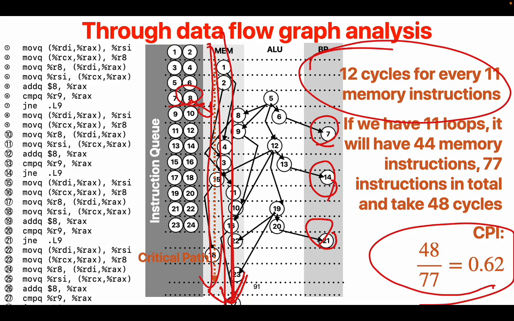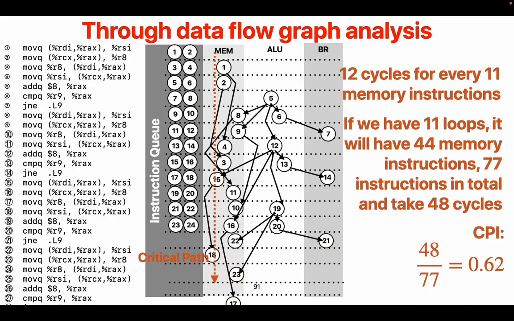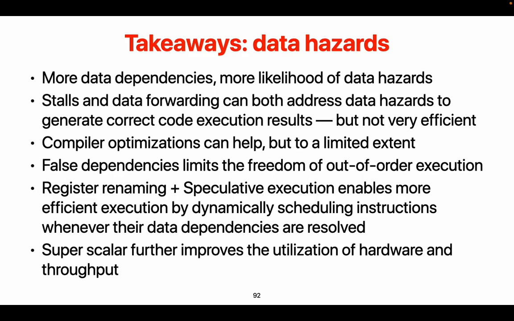So you can count roughly how many cycles it takes in total, and how many instructions you are going to experience, and get the CPI. So this is the best way to analyze the performance of a superscalar processor. The takeaway here is that superscalar further improves the utilization of modern hardware.